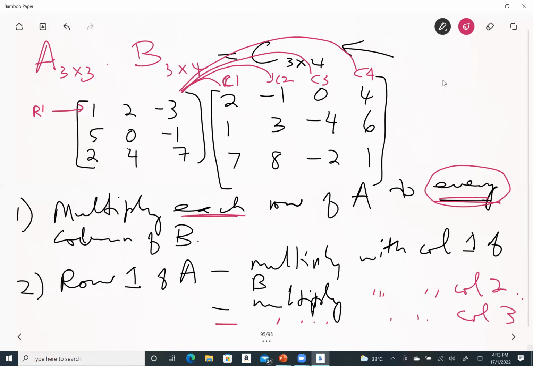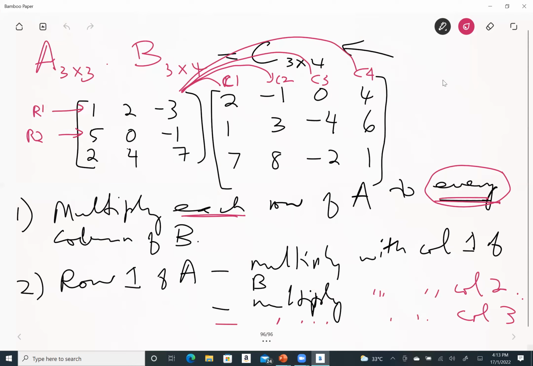All right, so next I consider row number 2. Repeat the process. So row 2, you multiply by column 1, multiply to column 2, multiply to column 3, column 4. Okay, you understand that? So that is the principle.